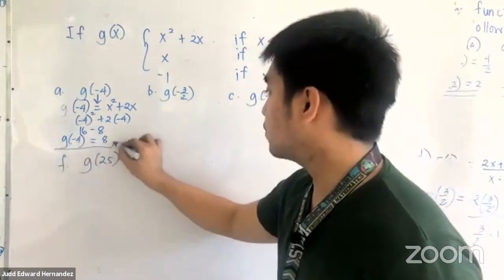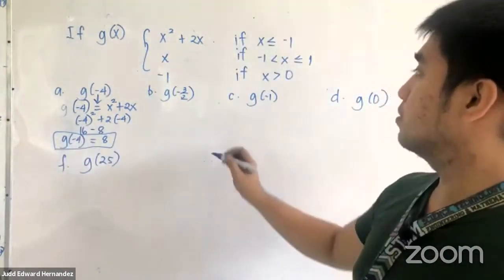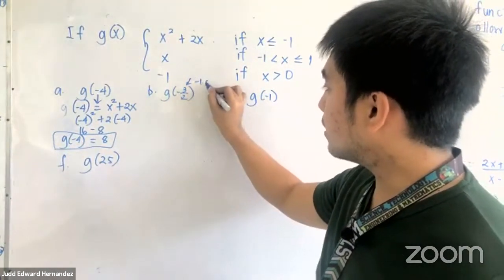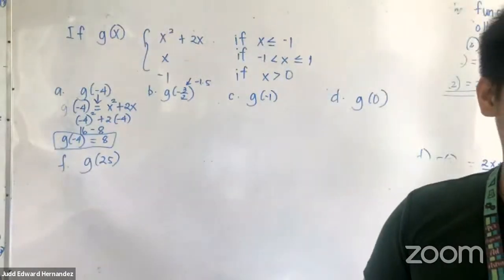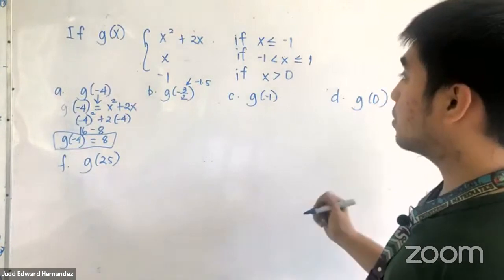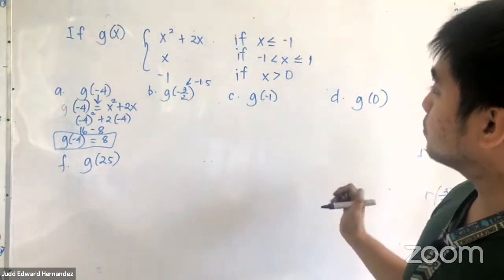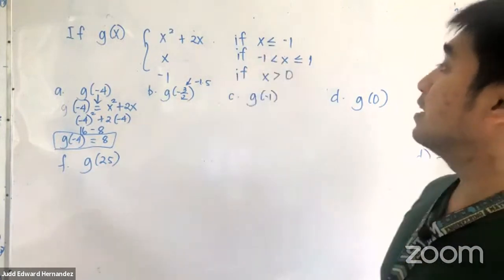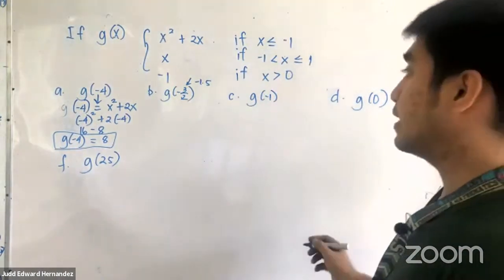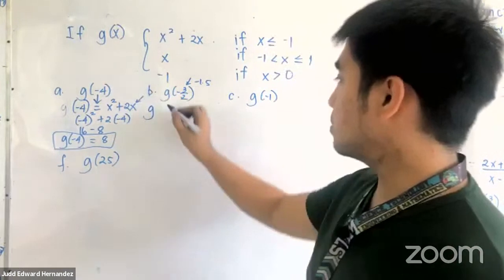Okay, and for the next one, we have g of negative 3 halves. In decimal form, that is negative 1.5. If that is negative 1.5, where does this fall? It is less than negative 1. So therefore, we'll be using the same function, just like the previous one.